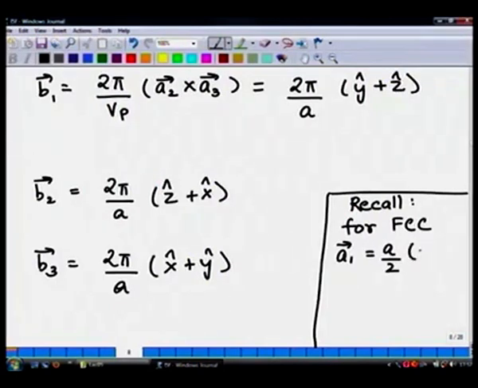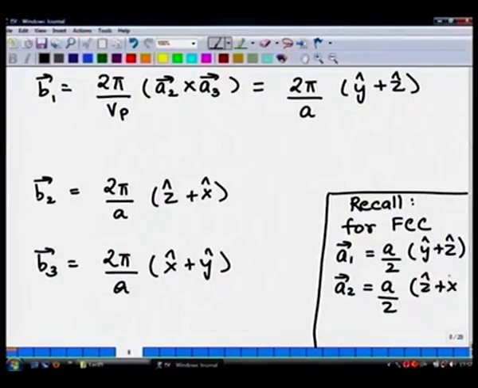A by 2 (y plus z), A2 we had as A by 2 (z plus x), and we had A3 as A by 2 (x plus y). These were the primitive vectors for face centered cubic.